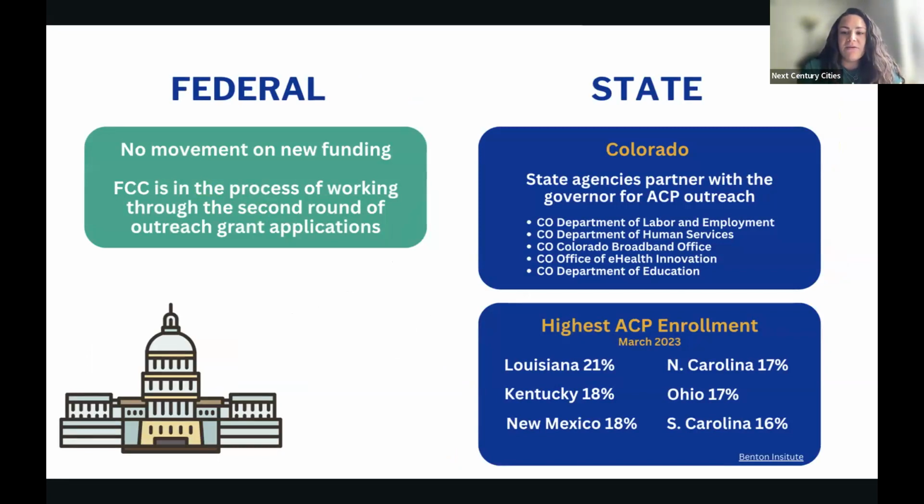On the state side, I wanted to highlight Colorado, namely because their governor has worked together with state agencies to partner on how to expand ACP's reach. So they're partnering with the Department of Labor and Employment, Department of Human Services, Colorado Broadband Office, Office of eHealth Innovation, and the Department of Education. So again, talking about how the ACP tackles all these different areas.